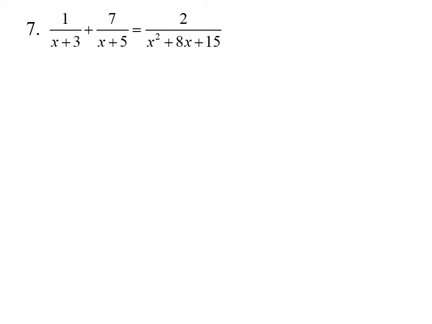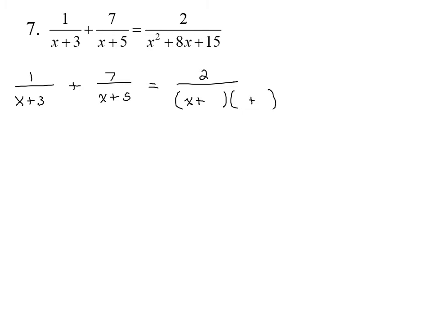Okay, let's try this one here. This one can be factored on the bottom as well. We'll end up with a 1 over an x plus 3, a 7 over an x plus 5, and the way you factor the one on the right is, since it's a positive on the 15 and a positive on the 8, we'll put positives in the blanks.